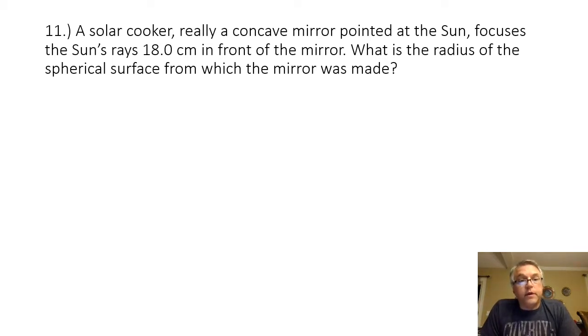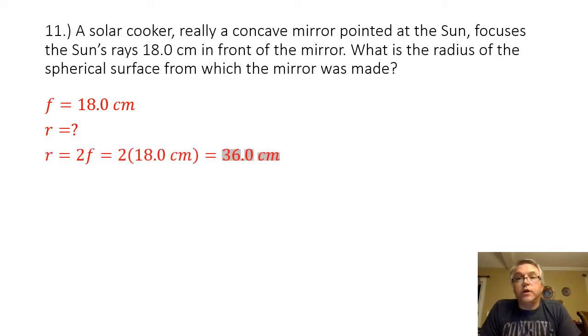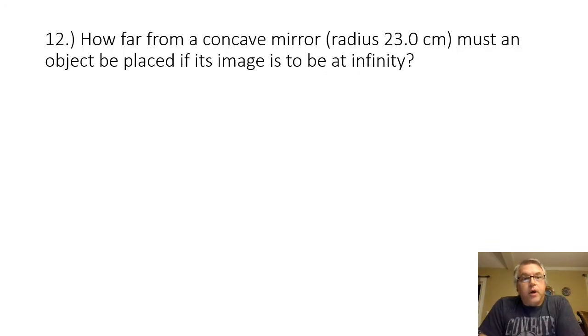So I am given the focal length, which is 18.0 centimeters. I am looking for the radius of curvature, and I know that the radius of curvature is simply 2 times the focal length. So 2 times 18 centimeters will give me a radius of curvature for this solar cooker of 36.0 centimeters.